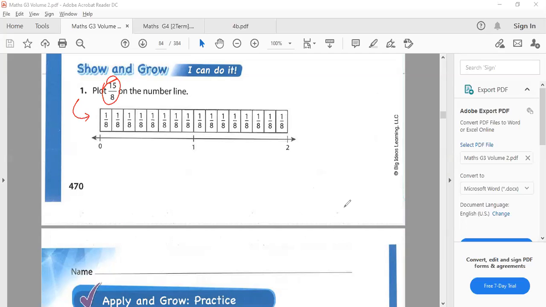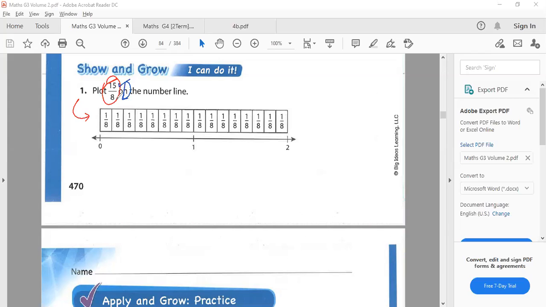I will start now with Muhammad Zuhiri. Muhammad, how are you? Here this is 15 over 8. Could you tell me, will 15 over 8 be less than 1 or greater than 1? Greater. Excellent. It will be greater than 1 as the numerator is greater than the denominator.